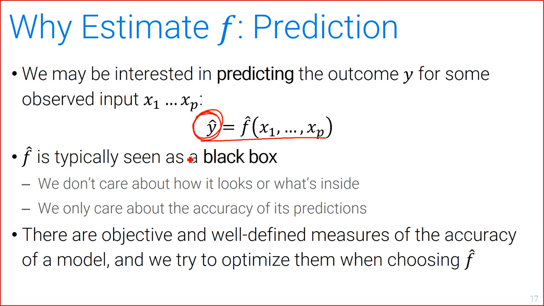And as we are going to see, there are objective and well-defined measures of the accuracy of a model. So if that's all we care about, how can we quantify how good the model is? The point is, typically, we try to estimate this function to optimize that measurement of the accuracy of the model. We're going to talk about it later.